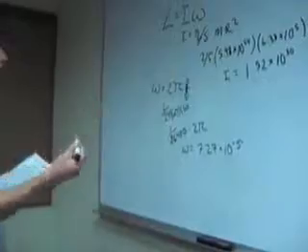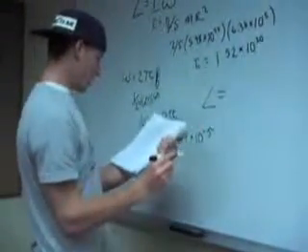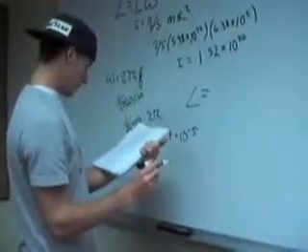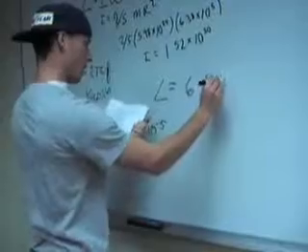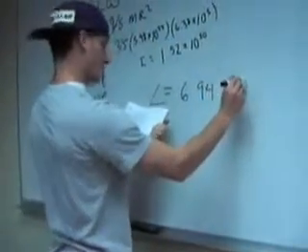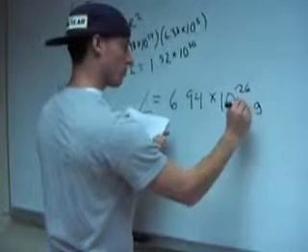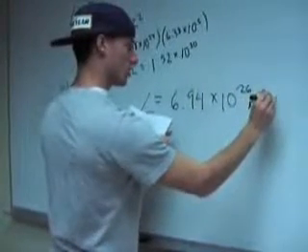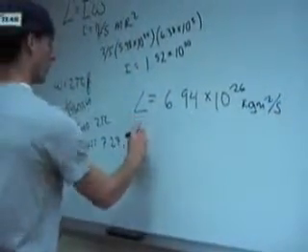Okay, now if we plug both these numbers in together, it gives us a total angular momentum of 6.94 times 10 to the 26 kilogram meters squared per second. That's the angular momentum of the Earth.